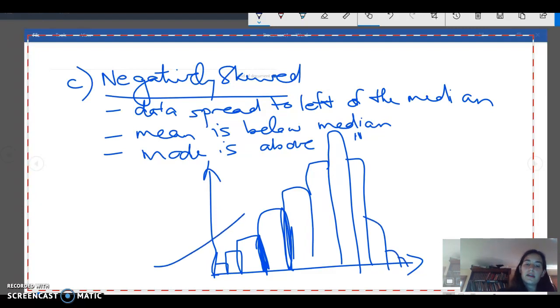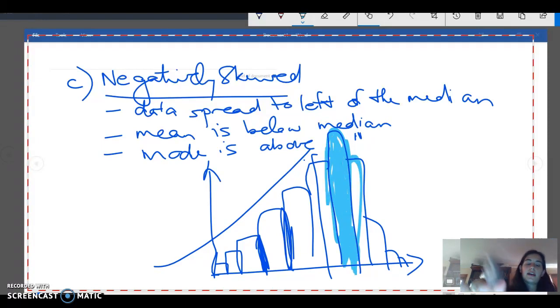Okay, so this time my spread is over here. My median is probably about here maybe. My modal class is up here, and my mode therefore is in there as well. And my mean may be about here somewhere. Just changing my highlight colour. Maybe about here. Okay, so that's negatively skewed.